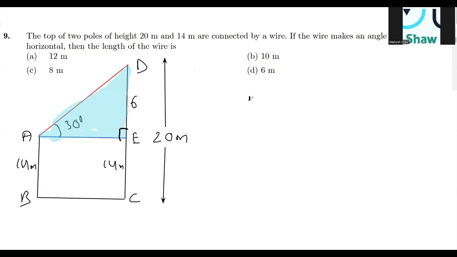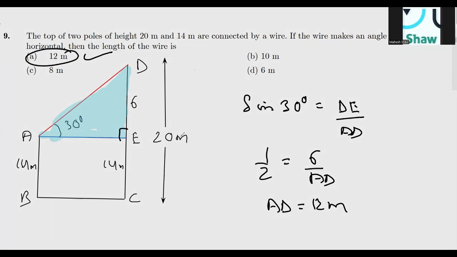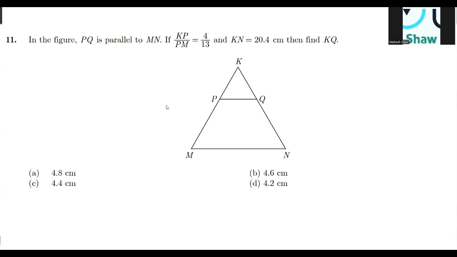So clearly we are going to apply sine. Sine 30 is the perpendicular, which is DE, over the hypotenuse AD. Replacing sine 30 with its value, which is half, it is equal to DE, which is 6 over here, and the length of AD is to be determined. So by cross multiplication, we get the length of AD as 6 into 2, that is 12 meter. 12 meter is an option, so A is correct in this case.